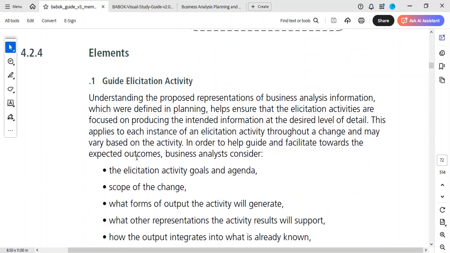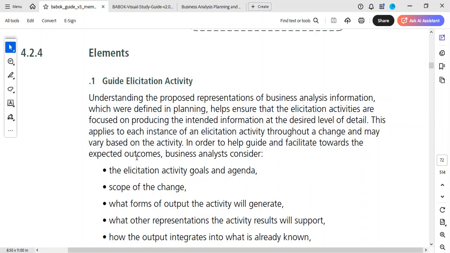Now let's move into the elements. Guide elicitation activity. That is your number one element. Understanding the proposed representation of business analysis information, which were defined in planning, helps ensure that the elicitation activities are focused on producing the intended information at the desired level of detail.